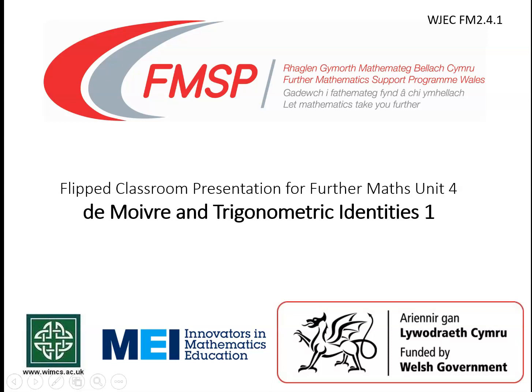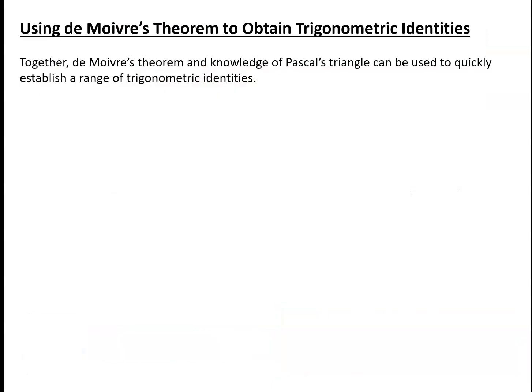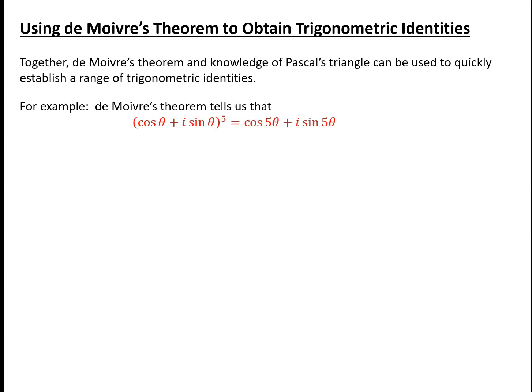In the next two videos we're going to see how Moivre's theorem can be used to obtain useful trigonometric identities. Our work is going to involve not only a knowledge of Moivre's theorem but also the ability to use Pascal's triangle efficiently. So let's plough straight into an example.